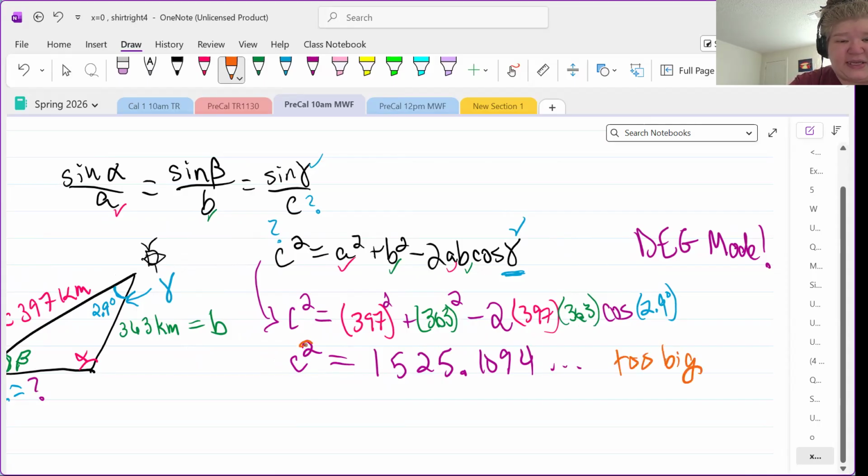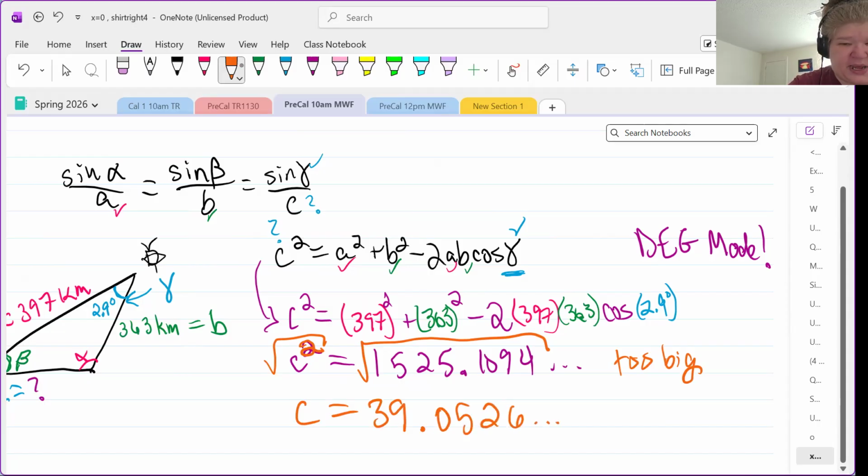But we had c squared is equal to that. So if I cancel out my square by square rooting, or raising this to the 0.5 power, I get 39.0526, blah, blah, blah.